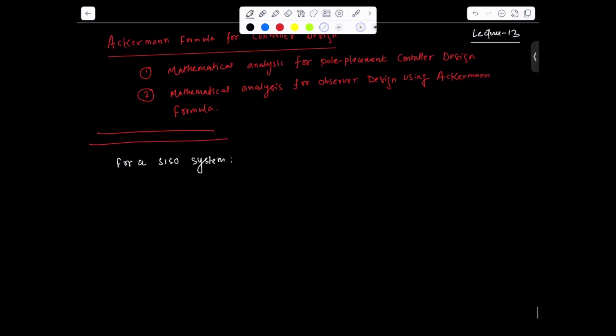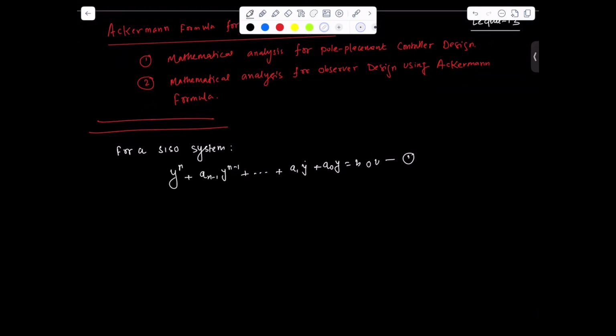The form, let's assume y to the n, the nth derivative, plus a n minus 1 y to the n minus 1, plus ... plus a1 y dot plus a naught y equals 0. No, there is control also, some control input u, and let us define this as equation number 1. So this is the SISO system where we have a single input and single output.